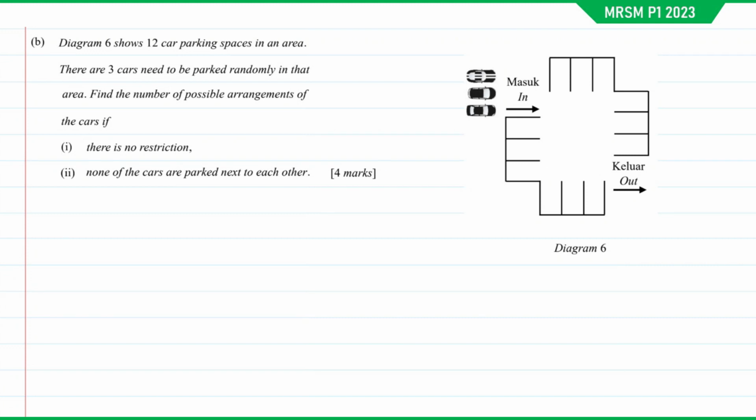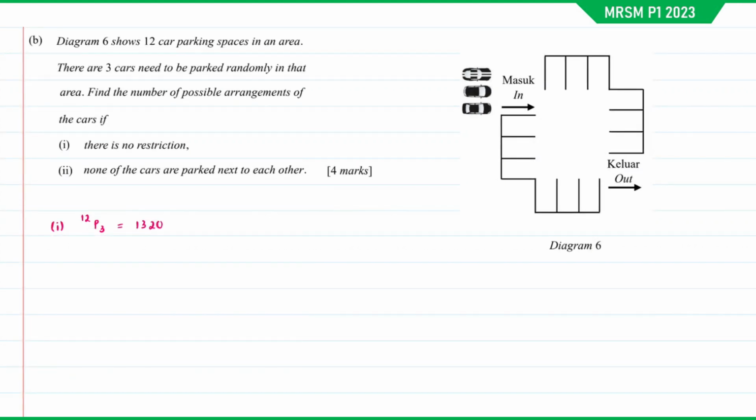Question B. Diagram 6 shows 12 car parking spaces in an area. There are 3 cars that need to be parked randomly in that area. Find the number of possible arrangements of the cars if, number 1, there are no restrictions. This means the 3 cars can be parked in any of the 12 car parking spaces. Therefore, the number of possible arrangements will be 12P3, which is equal to 1320.